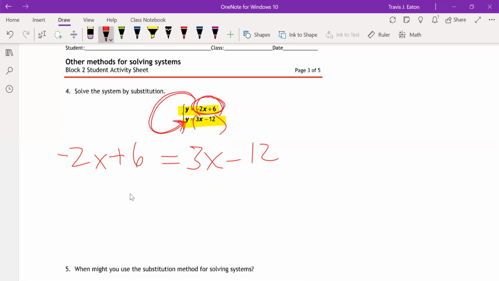Now all I have to do is solve this equation for x in order to find out what it is, and then I'll solve for y.